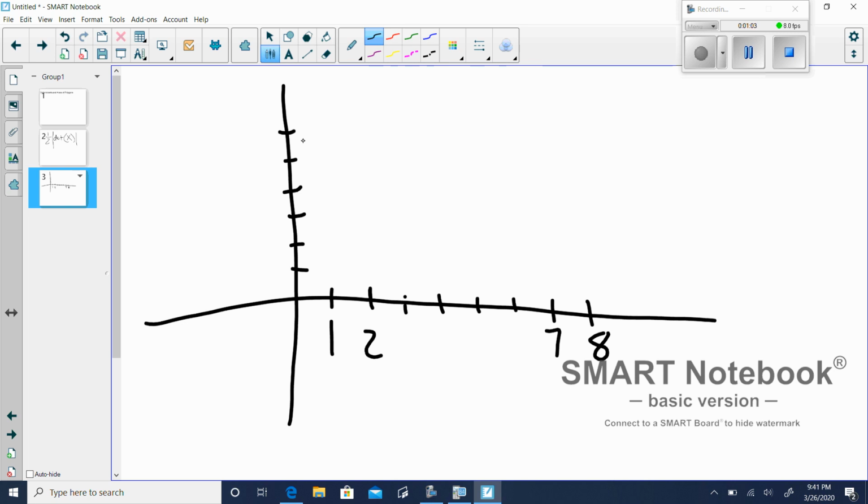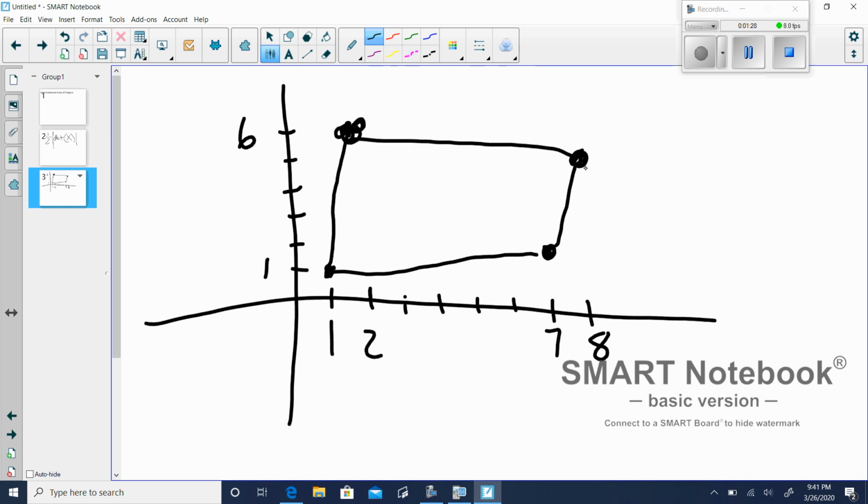We were given the points in the example: 1, 1; 2, 6; 7, 2; and 8, 5. The first thing we need to do here is go ahead and connect the dots to create a polygon. In order to get the area, let's split this up into triangles.